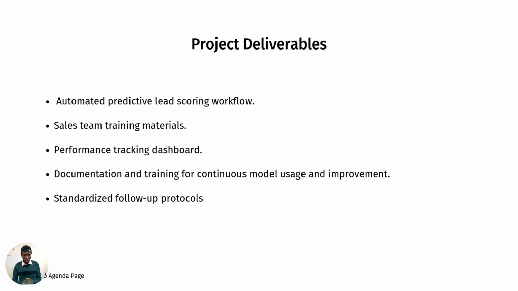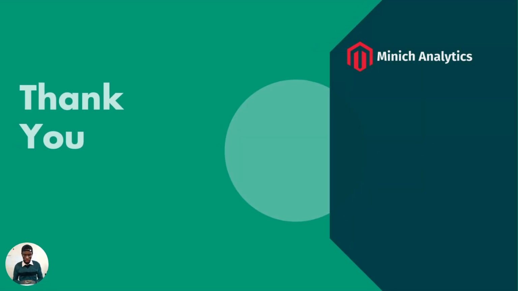Documentation and training for continuous model usage and improvement are also things we include in the entire process, along with standardized follow-up protocols in case there are any flaws in the system. We'll introduce those things and train all the people that are going to be using the same system. So essentially, that is what we are going to be covering under this project.